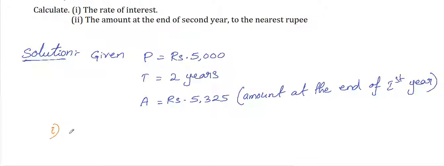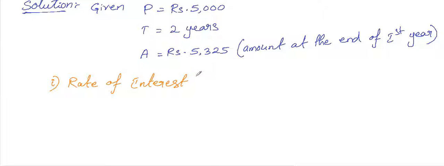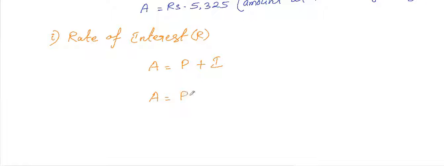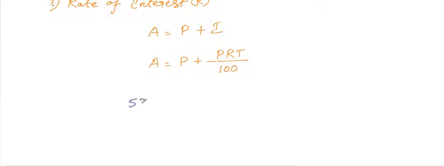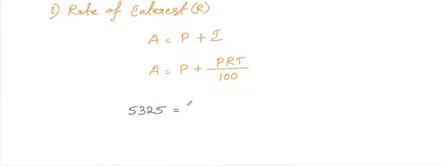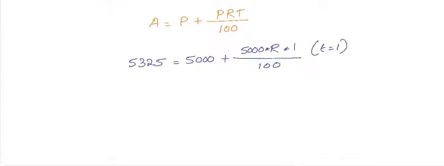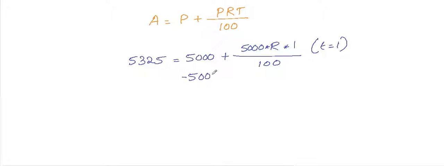So first find the rate of interest. We need to use the formula, which is total amount equals the principal amount plus interest. The interest formula is PRT divided by 100. So just substitute the values and find the value of R. So A is the amount after 1 year, which is 5,325. Principal amount is 5,000. So 5,000 plus 5,000 into R into 1 divided by 100. Here T is equal to 1 because we are calculating for 1 year.